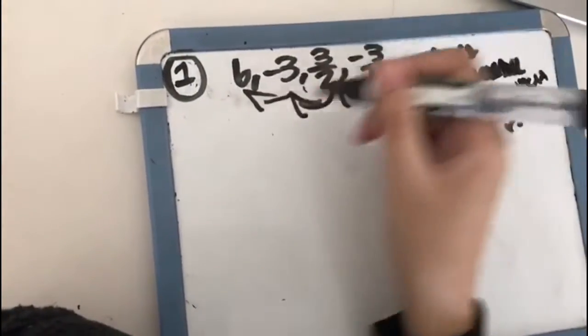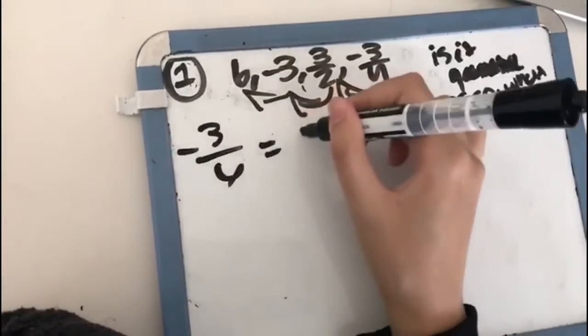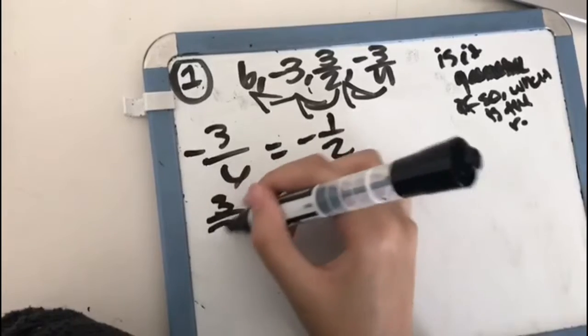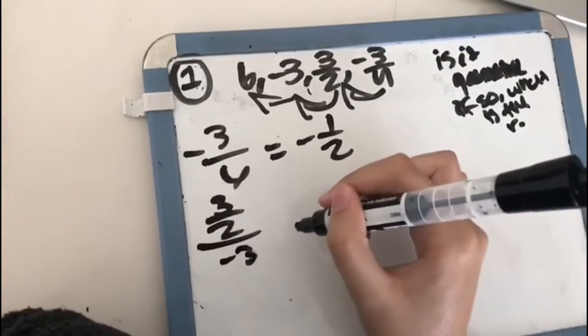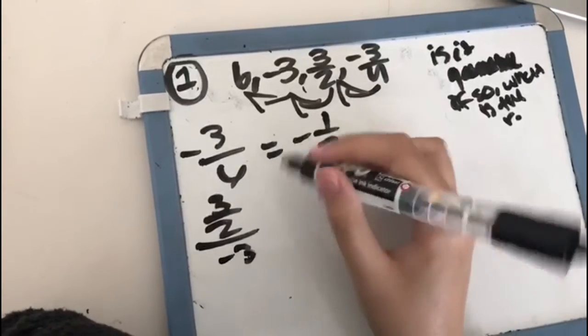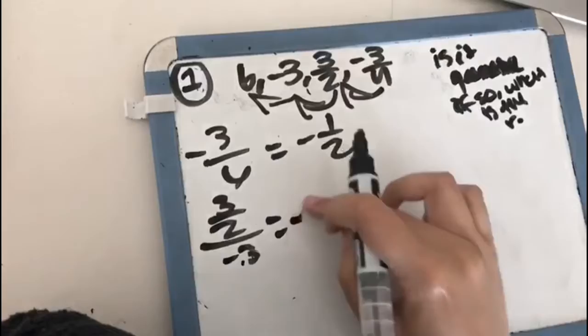So -3 divided by 6 equals -1/2, and then 3/2 divided by negative... okay, so this is going to be a negative. What is this going to be? Hold on, actually.